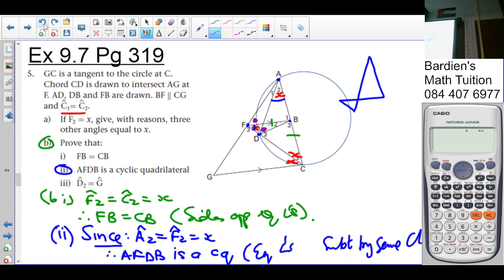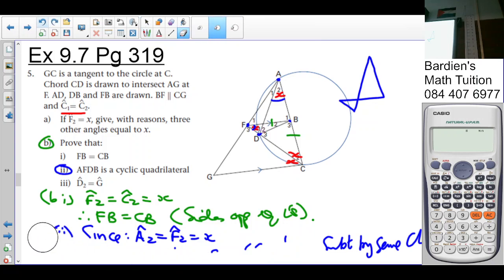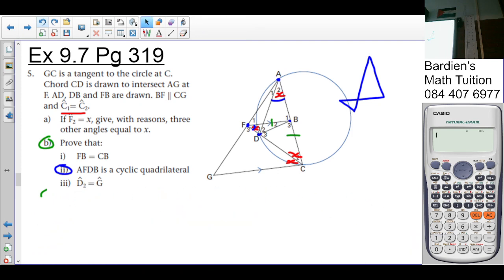So since it's cyclic, what do we know? D2 is equal to F1. Why? Angles in the same segment. Then F1 is equal to what? Yes, F1 is equal to G. Corresponding angles. Therefore, D2 is equal to G. You see that, people? So I'm going to keep my X out of it for today. Let's just do it without the X. We're big now, we're moving on with our lives.